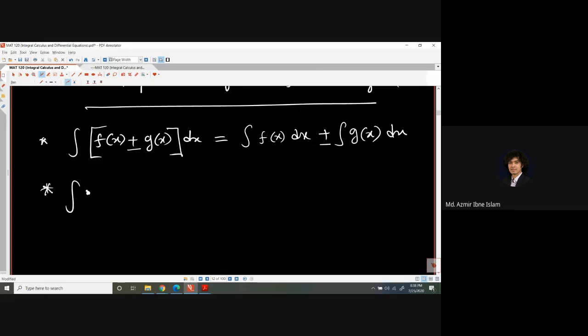Suppose we have a constant with f(x), that means c times f(x) here, and we are integrating with respect to x. Since c is the constant, we can pull out c before the integral. So the result of the left part and the result of the right part is the same. So this is another property.